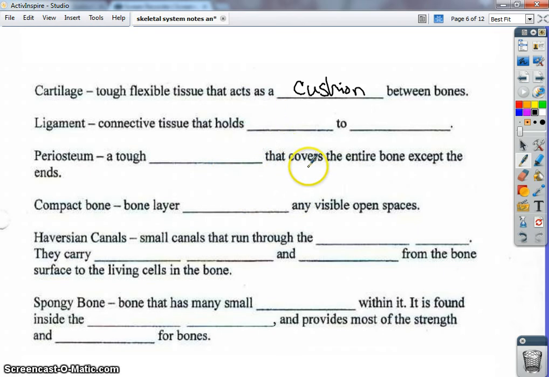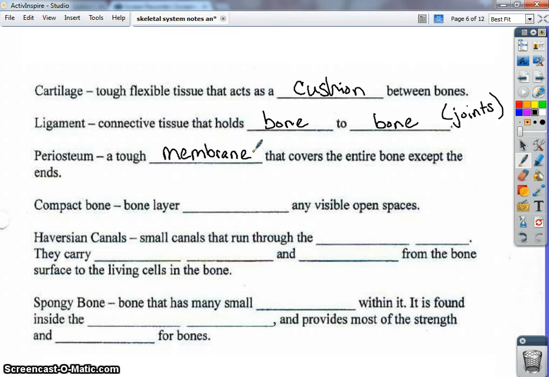Ligaments, alright, a lot of people confuse ligaments and tendons. We'll talk about tendons when we get to the muscular system, but ligaments are what's going to hold bone to bone. Okay, so these are found in all your joints. Okay, where the bones meet, that's what's going to hold them together. Alright, the periosteum, that's a tough membrane, and that's going to cover the entire bone except for the very ends, and that's where the cartilage is going to be found.